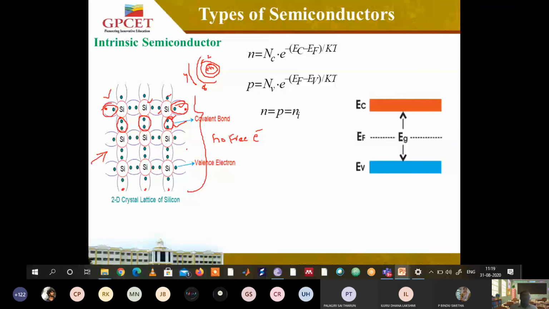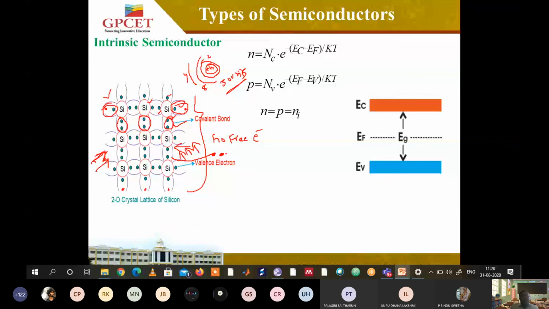If I apply a small energy, does any electron come outside? No. Still, if I apply very large energy, does an electron come outside from the silicon atom? No, still no. So how much energy do I need to apply? A very, very large energy. If I apply that to this covalent bond, the covalent bond breaks and the electron present here comes outside. The electron present over there comes outside, and this electron becomes a free electron.